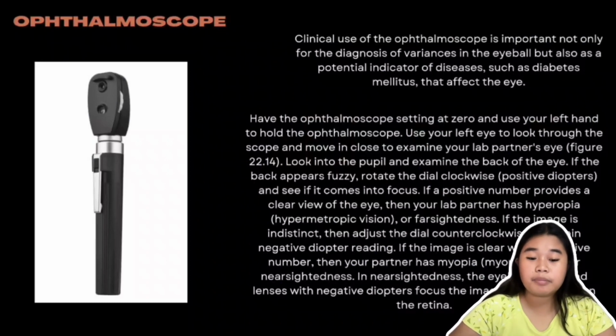If a positive number provides a clear view of the eye, then your lab partner has hypermetropic vision or farsightedness. If the image is not distinct, then adjust the dial counterclockwise to obtain the negative diopter reading. If the image is clear with a negative number, then your lab partner has myopic vision, or nearsightedness. In nearsightedness, the eyeball is long and the lenses with negative diopters focus the image farther back at the retina.